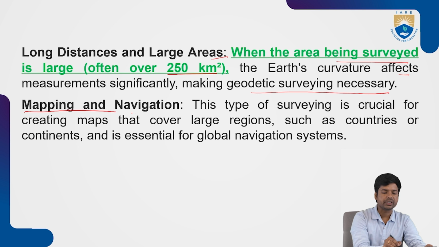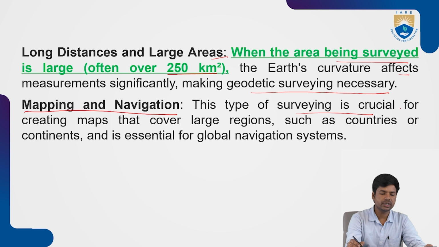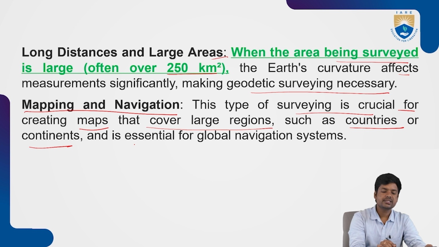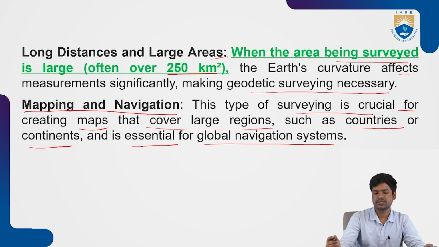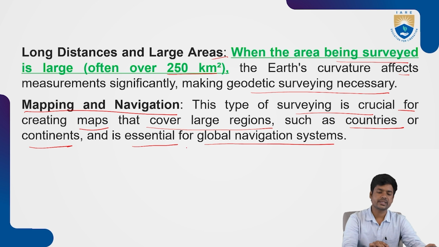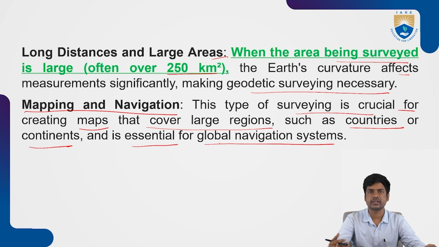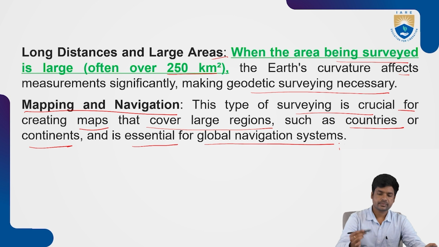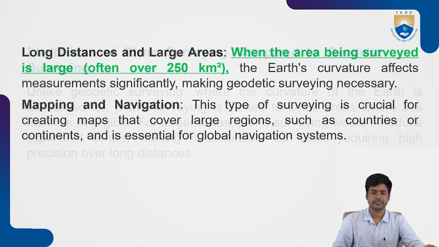And mapping and navigation. This type of surveying is crucial for creating maps that cover large regions such as countries, continents, and is essential for global navigation systems. Mapping and navigation means this type of surveying is crucial for creating maps that cover large areas like countries or continents or any districts. While preparing a country's map, we have to consider the earth surface, and it is essential for navigation purposes, from one country to another country. These are the uses of geodetic survey.